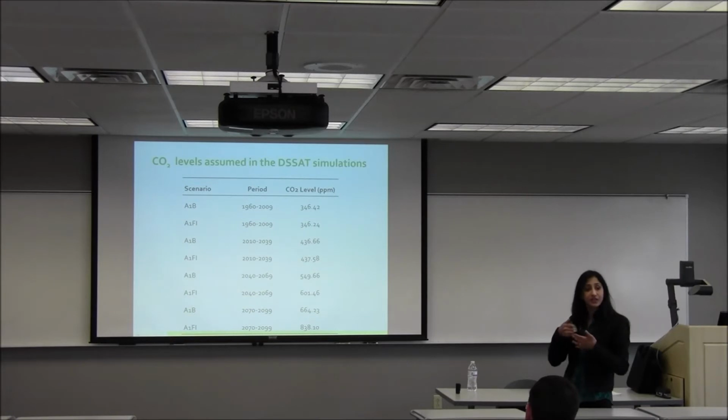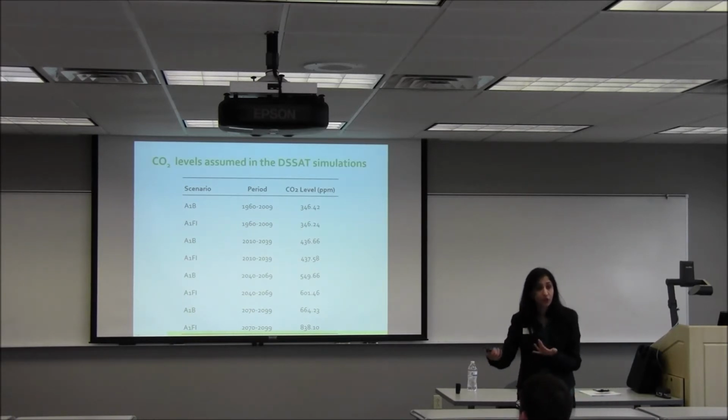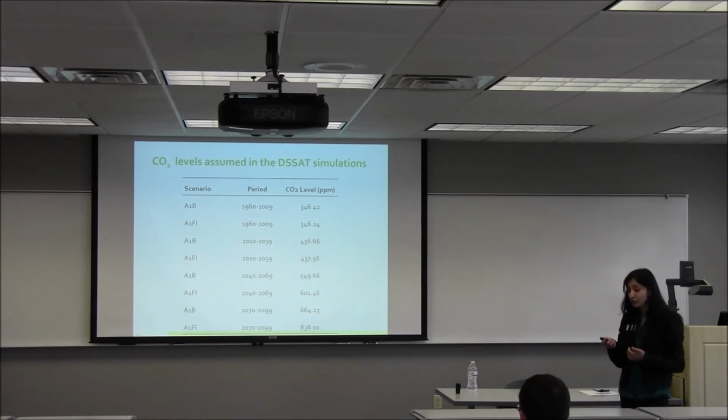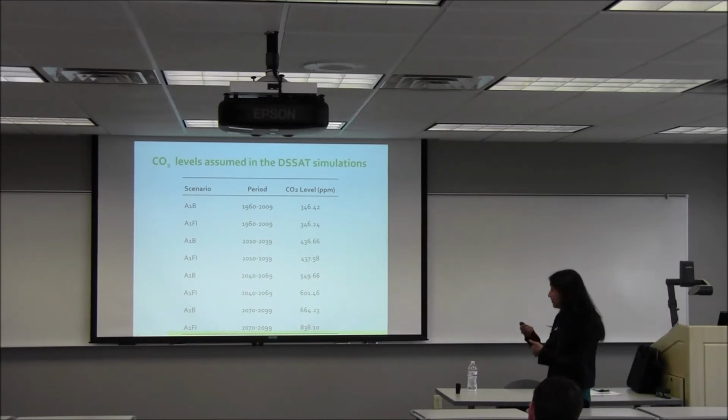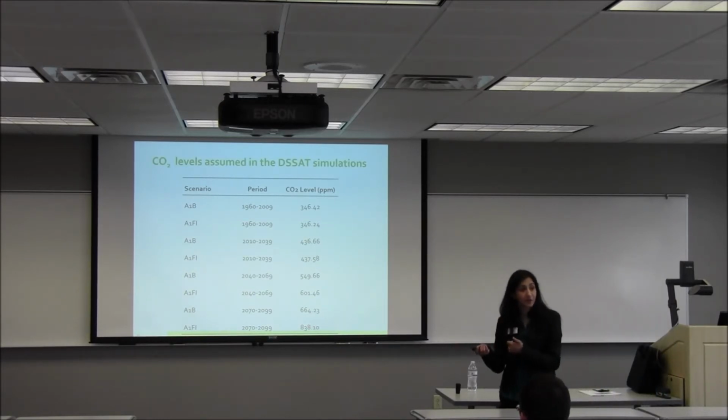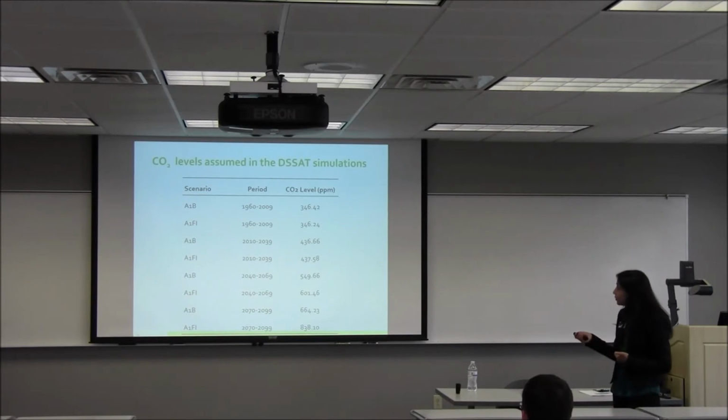Basically, you are looking at different CO2 levels in your crop models, in your scenarios in the future. So we varied the CO2 levels in each of these scenarios whenever we input production parameters and other climatic parameters into DSSAT. And definitely, as you can see, CO2 levels increased from 346 to as high as 838 towards the end of the century.